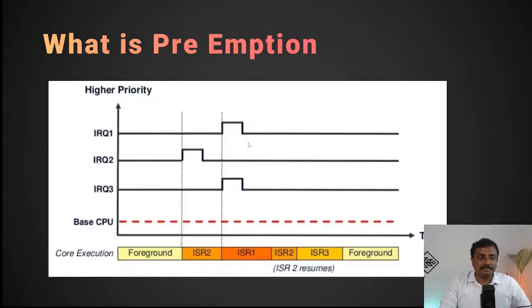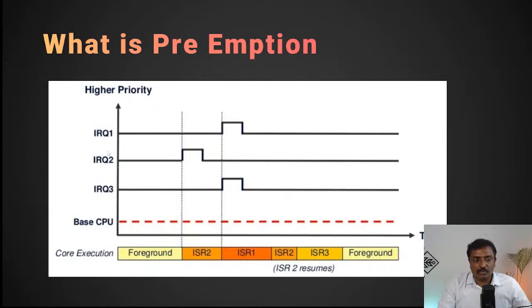So preemption is nothing but, whenever a higher priority occurs, the lower priority is preempted and it gives service to the higher priority. So that's called preemption. I'll just repeat the same thing here.